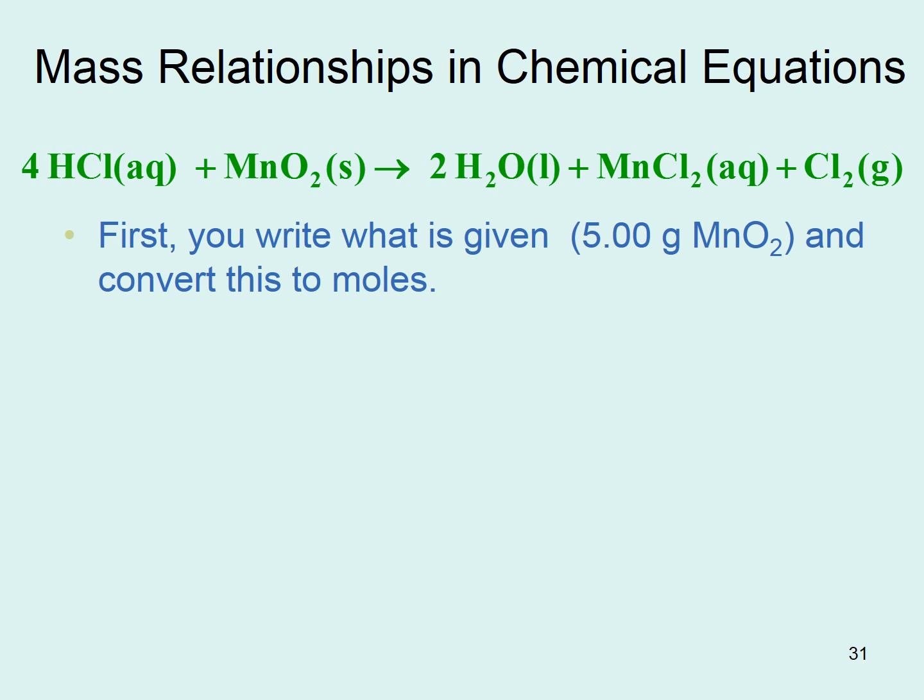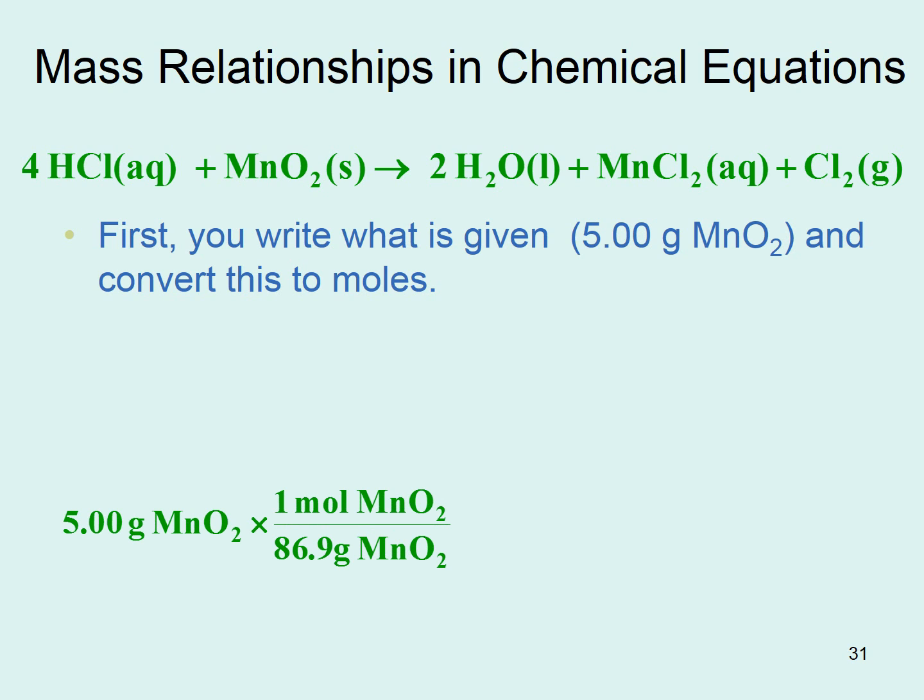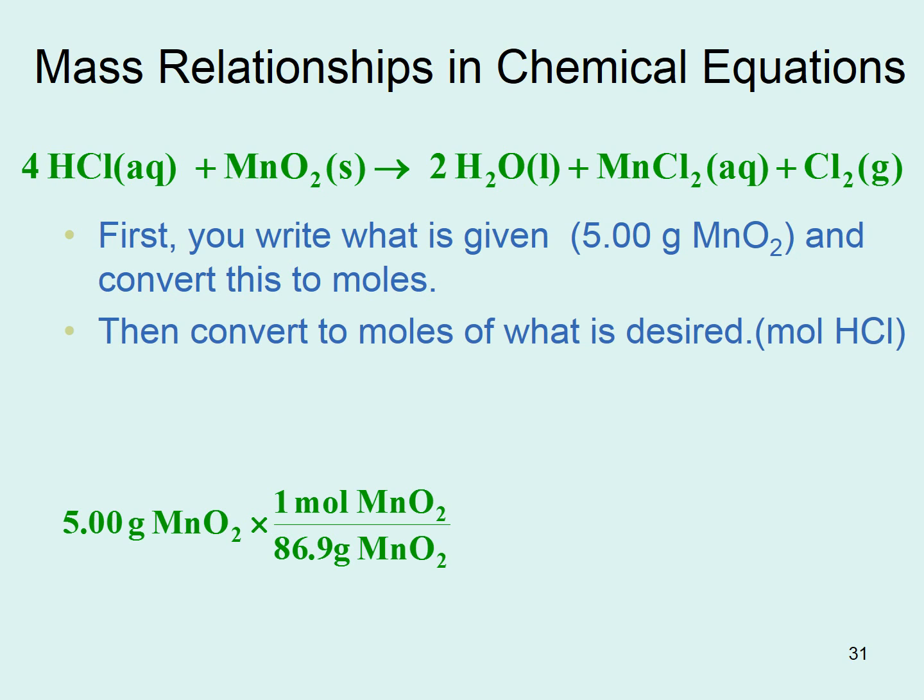The first thing we need to do is find out what we're given and convert this to moles. Again, because we only know grams, but the only way we can convert from one to the other is the mole to mole ratio. So the first thing we do is convert 5 grams of MnO2 to moles of MnO2, and we do that by using the molecular weight of MnO2, 86.9. Then we convert the moles of what we know to what we're trying to find. We know that we need 4 times as much HCl as we do MnO2 in terms of moles. So we convert 4 moles of HCl to 1 mole of MnO2.